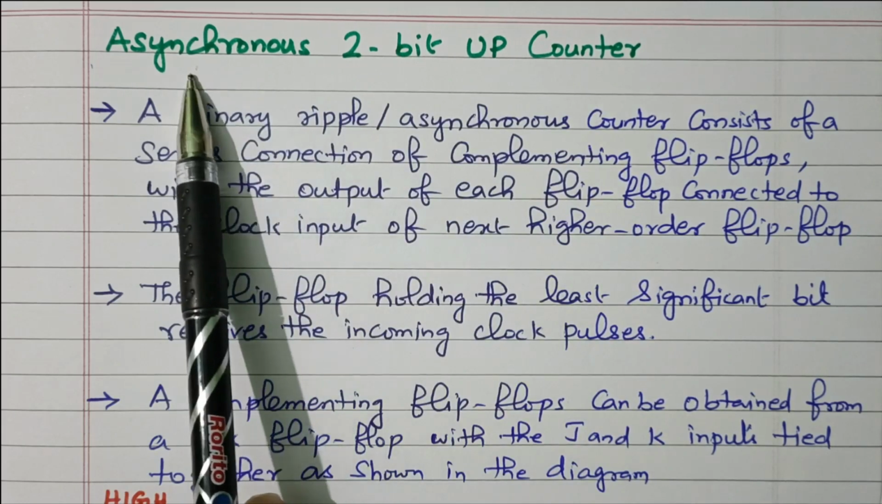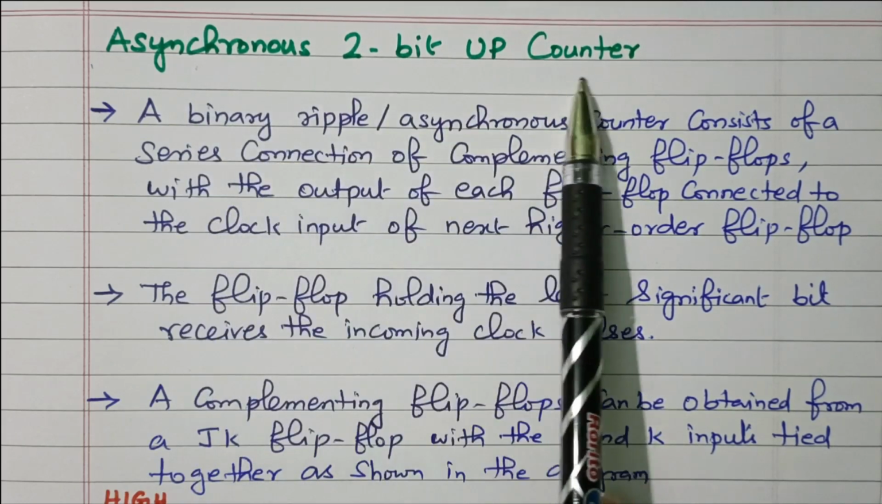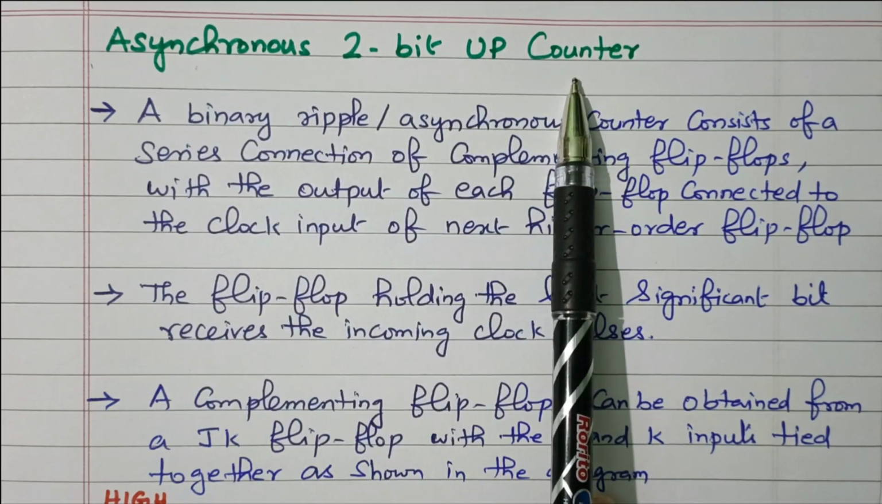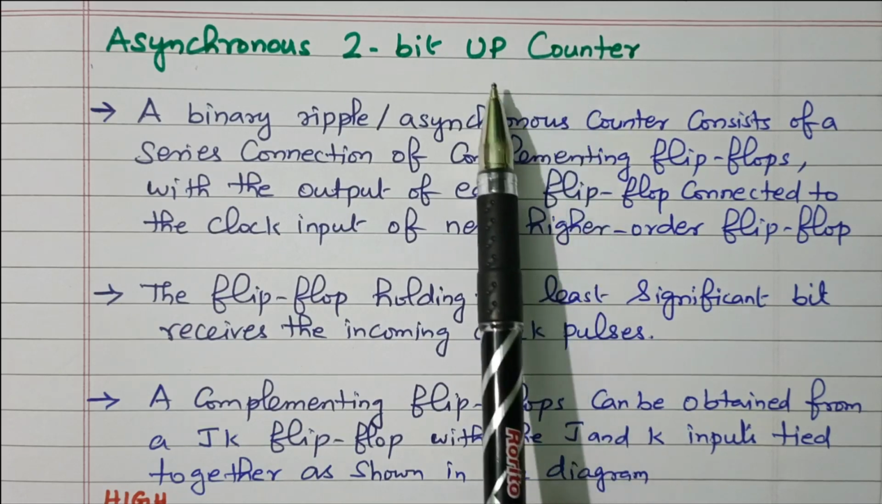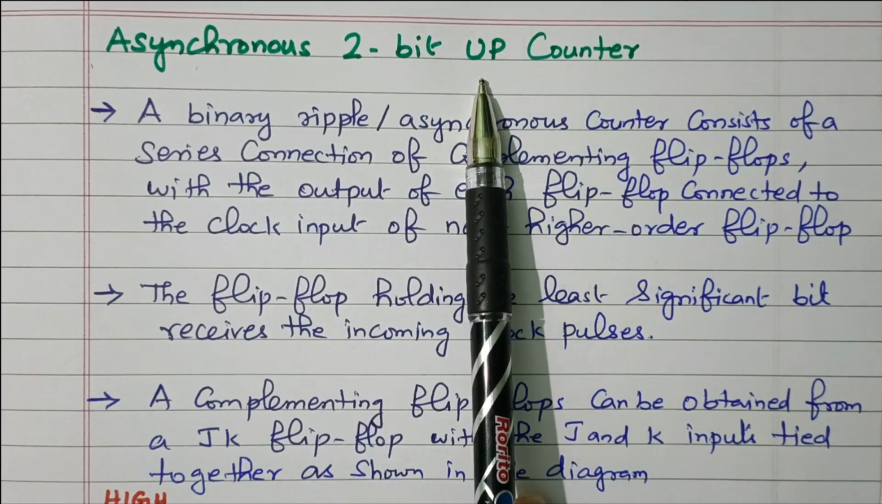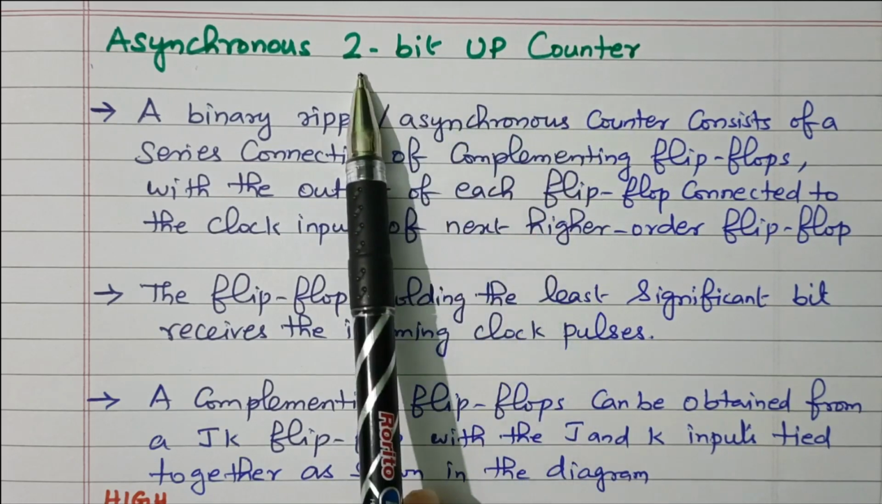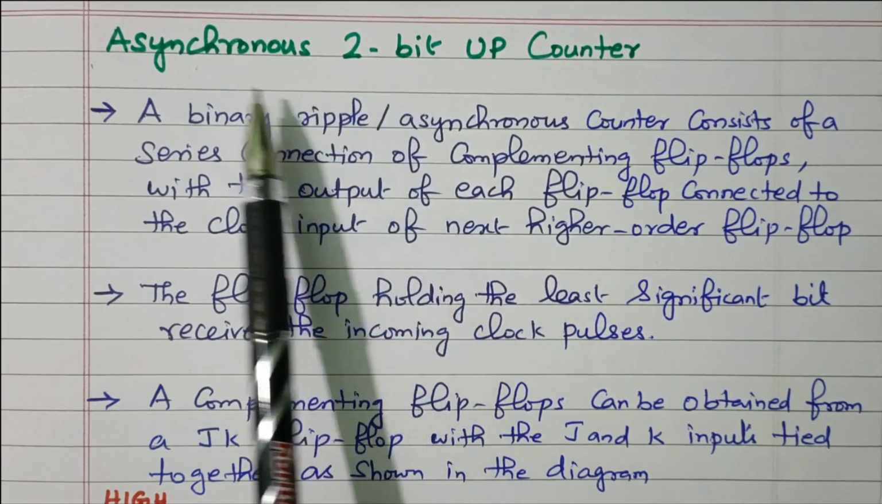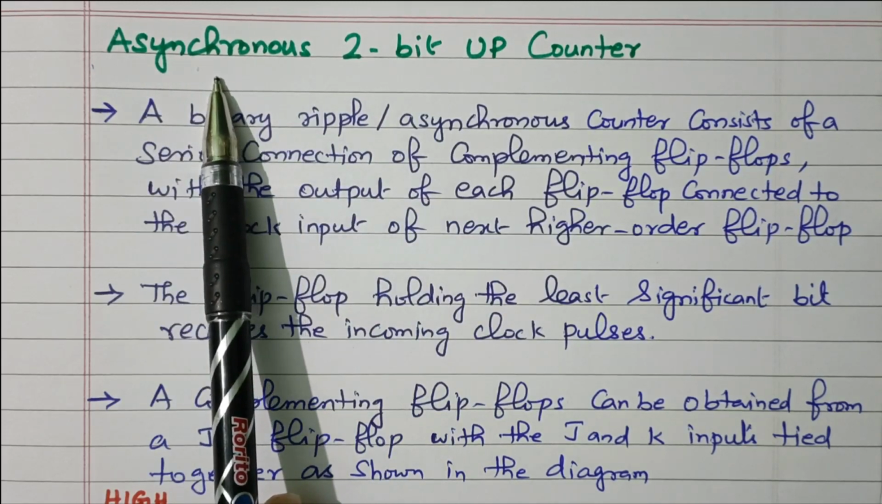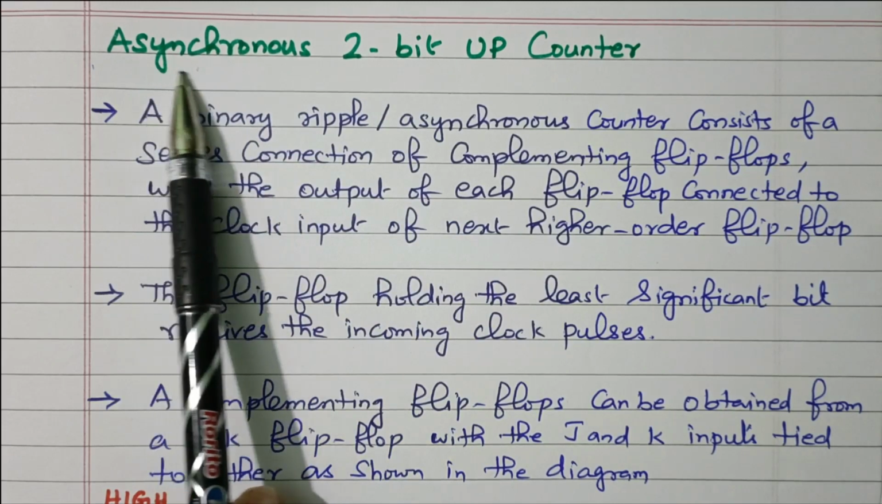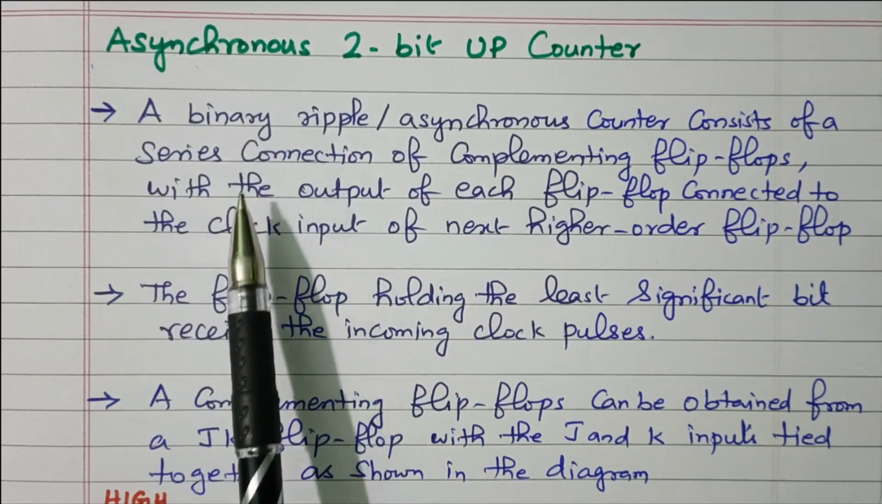Now we'll go to the topic asynchronous 2-bit up counter. We know that the counter is a digital device used for counting purposes. Up counter means it goes from 0 to the maximum number. 2-bit, it is a 2-bit counter. Asynchronous counter, we know there are two types available, synchronous counter and asynchronous counter. This is coming under the asynchronous type.